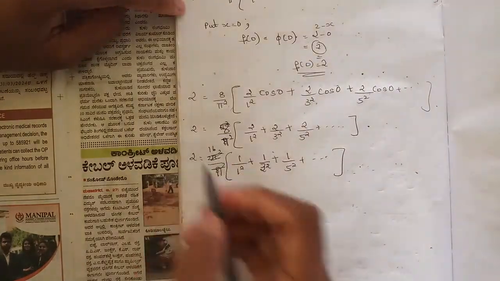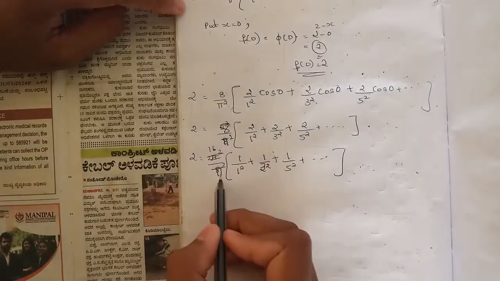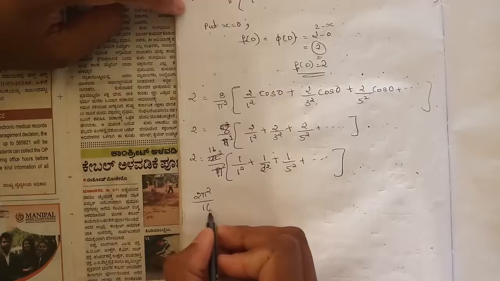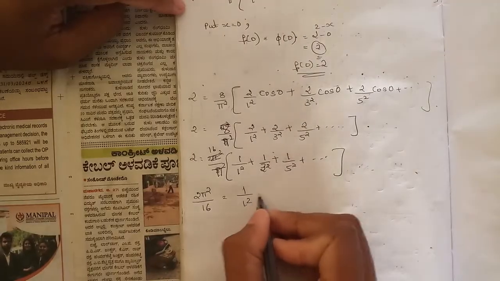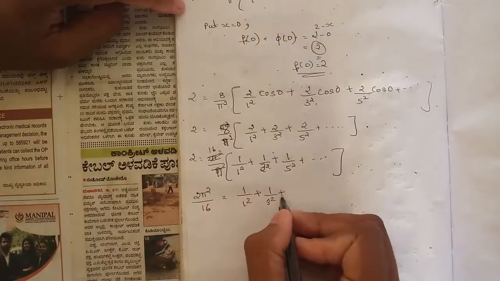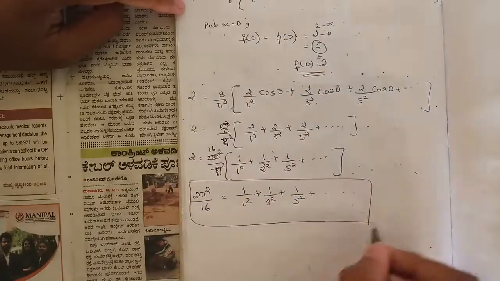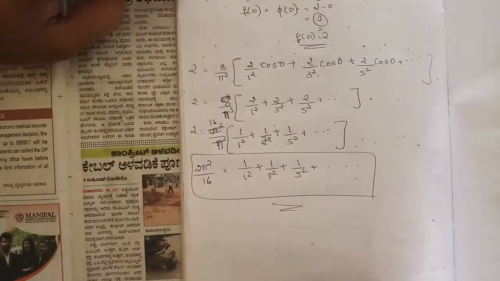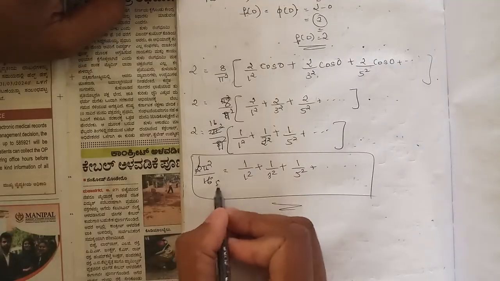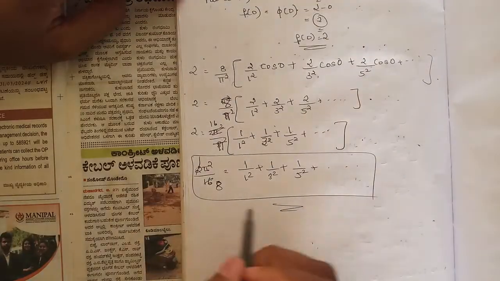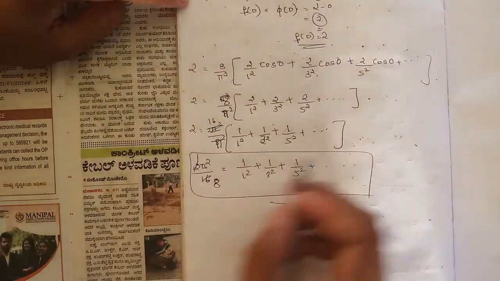So now take this term to the other side. So this becomes 2 pi square by 16 comes to the denominator. So here we got the required answer. We got the proof. Now we got pi square by 8. Now we won't tell that it's wrong. Okay, so this is the required series.